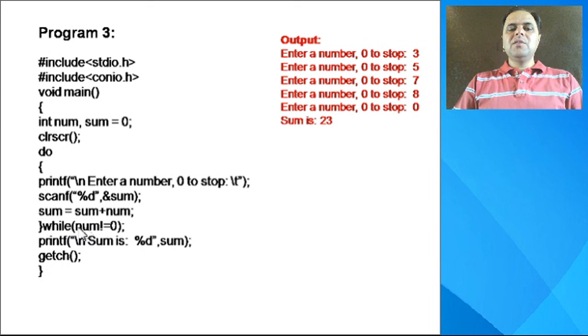Sum equal to 23. So this is the while loop condition, where until the number is not equal to 0, this loop goes on executing. When the number is equal to 0, then the control comes out of the loop. So this is how we can enter numbers and find their sum.